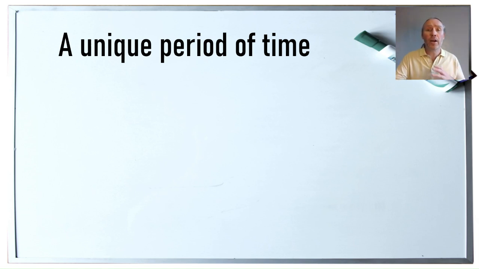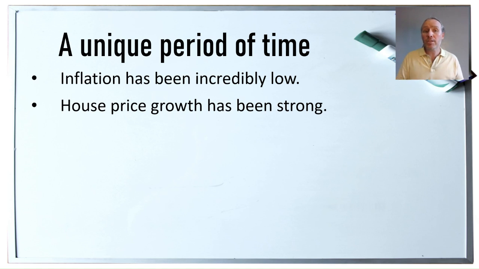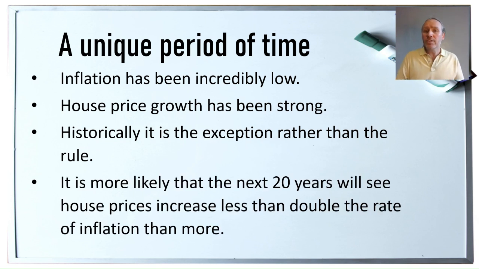Historically, since 1999, things have been quite unique. Inflation has been incredibly low. House price growth has been incredibly strong. Historically, this is the exception, not the rule. It is more likely that over the next 20 years, we'll see house price growth at less than double the rate of inflation.